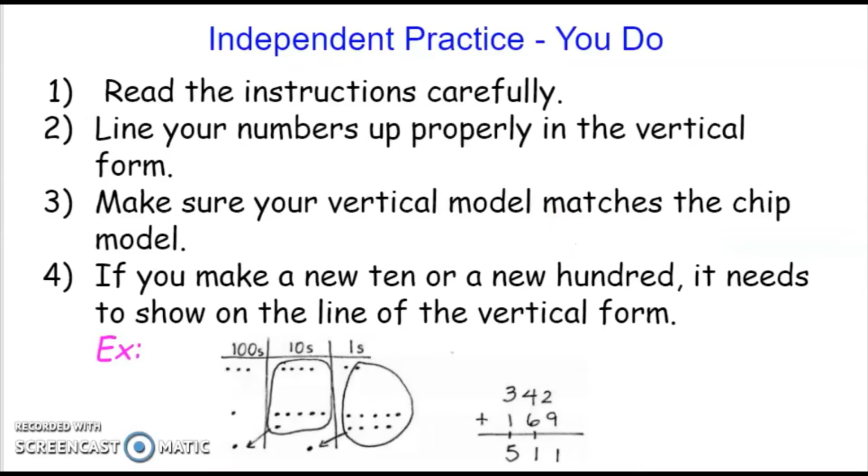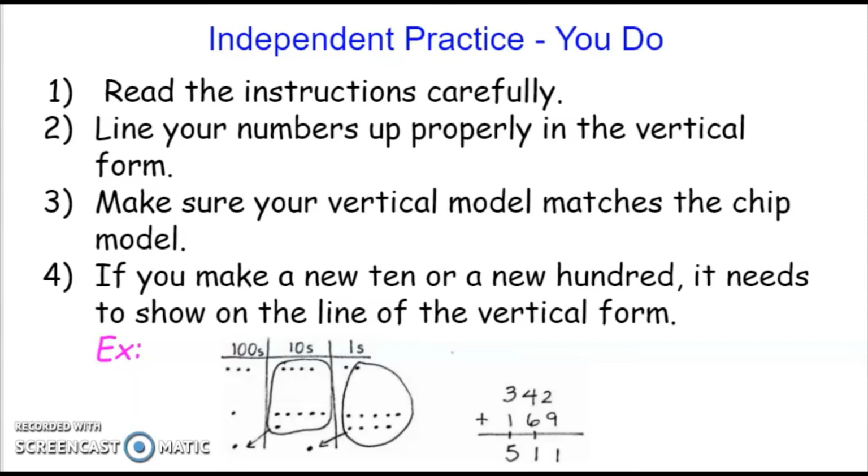All right, friends and families, as you get ready to move into the independent practice and your exit ticket, please keep these 4 things in mind. Number 1, read the instructions carefully. I always say this because my friends forget to read the instructions. It's very hard for you to do your work if you don't read the instructions. Number 2, line your numbers up properly in the vertical form. Number 3, make sure your vertical model matches the chip model.